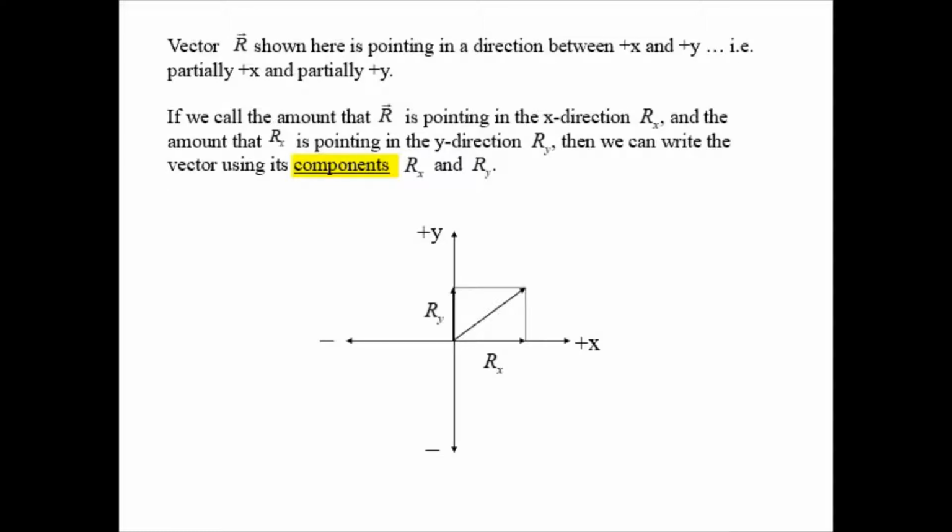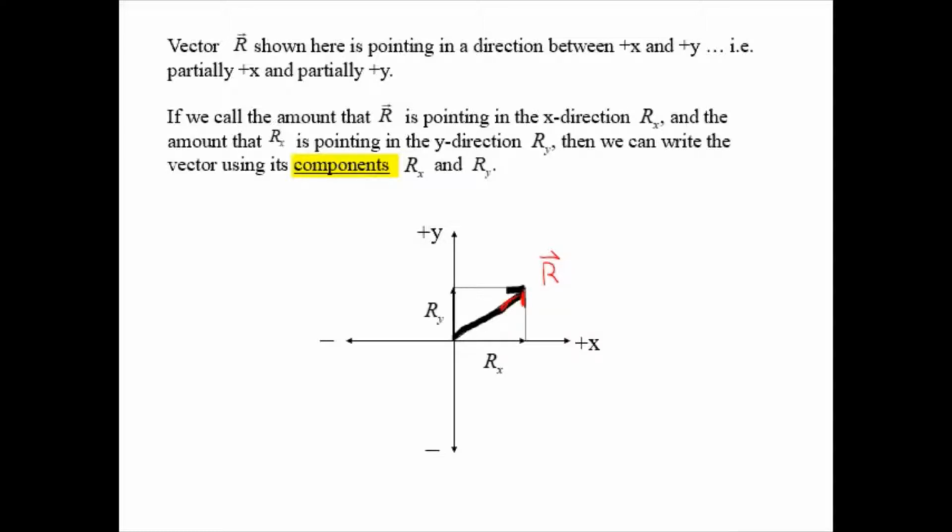But what if we have a vector such as vector r here, shown in this diagram, that's pointing between positive x and positive y? That is, it's pointing partially in a plus x direction, but also partially in a plus y direction. So here we see vector r, and I'm going to go ahead and label it in here a little darker in bold and put an arrow. And so this is vector r, which I will label like that. Okay, so vector r here points, as you can tell, up and to the right.